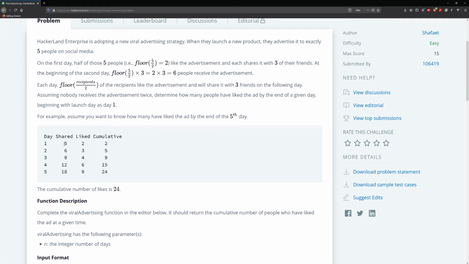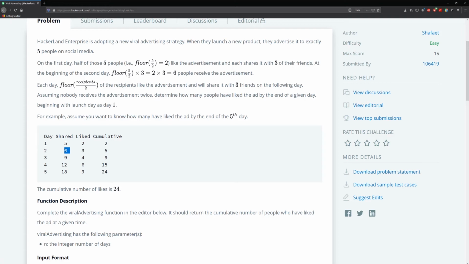So on our day 1, we know that they start out with 5 people, and out of those 5 people, half of them are going to like the ad. So we know that the accumulative like for that day is going to be 2. On the second day, the people who like the ad are going to share it with 3 of their friends. So on the second day, we have 2 times 3, which is going to give us 6.